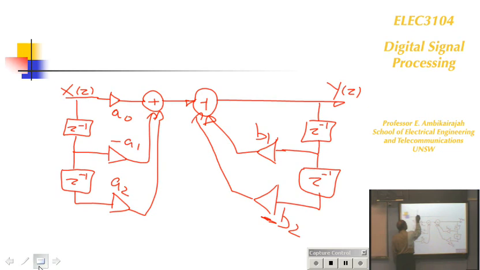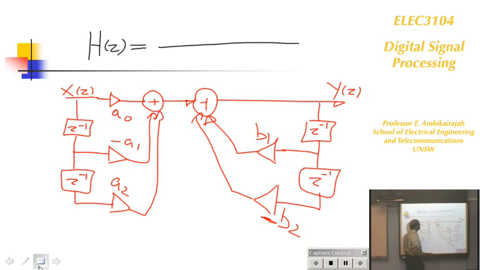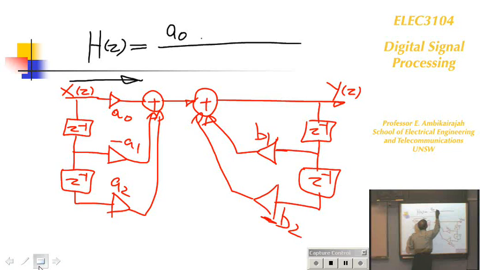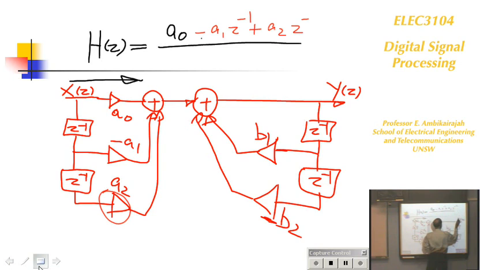Here is what I'm going to write. H(z) is my transfer function. I have a feedforward path and a feedback path. My feedforward path, if you look at my hand, is going that way. That means X(z) multiplied by A0. So the first one is A0, plus. This is one delay, but it's a minus A1, so I take out my plus and say minus A1 z to the minus 1. Correct? And then it's delayed again, z to the minus 2, so plus A2 z to the minus 2.